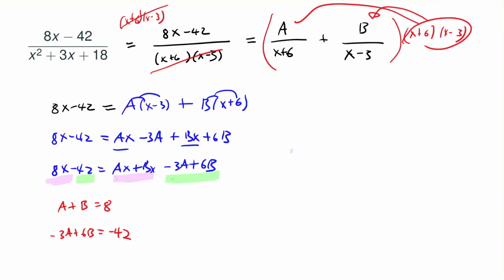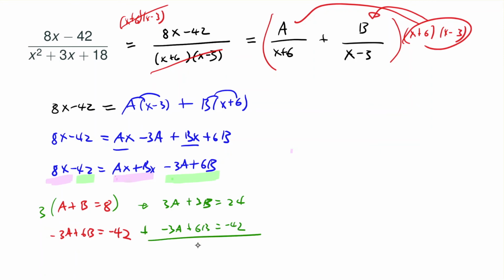Okay. So here we have two equations, two variables, so it's a system of linear equations. In order to solve for this, we can multiply by 3 here to get 3a plus 3b equals 24. Well, this one stays the same: negative 3a plus 6b equals negative 42. We can add across to eliminate a.